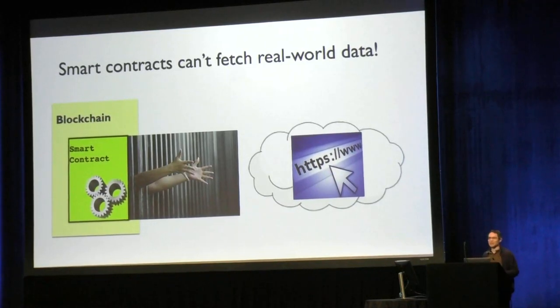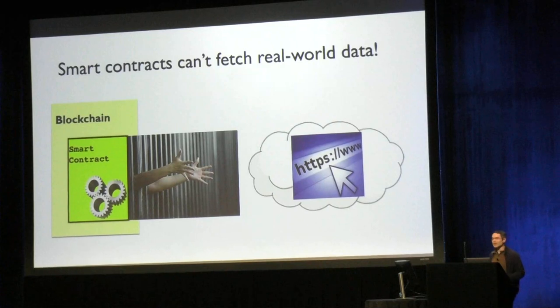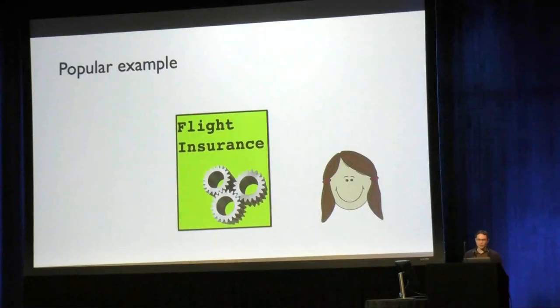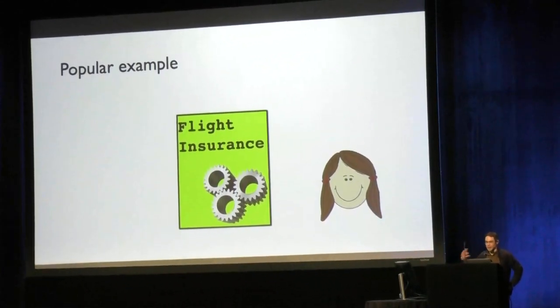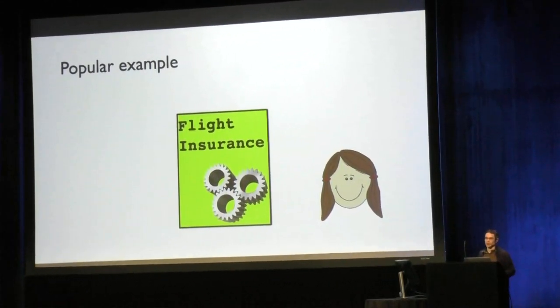Tokens are, technically speaking, not terribly interesting. Let me give you an example of this. One popular application of smart contracts, one that's trotted out again and again, is insurance.